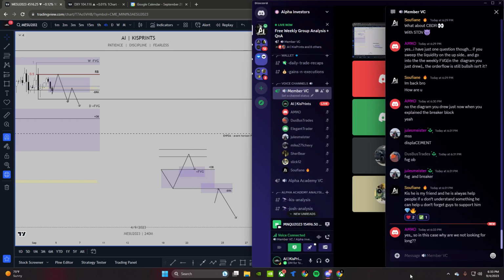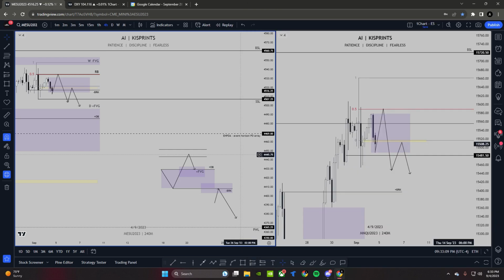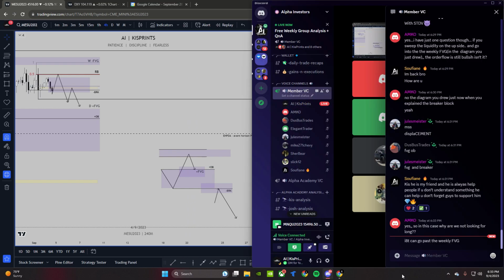So in this case, why aren't we looking for longs? Let me explain that part. Like I said before, we have this weekly fair value gap, and if we're trading this intraday on the 5-minute chart right here, and we tap into a weekly fair value gap, what is going to be stronger, the weekly fair value gap or the 5-minute fair value gap? It can go past the weekly fair value gap. Exactly, yeah. But in this scenario, we didn't. We respected it.